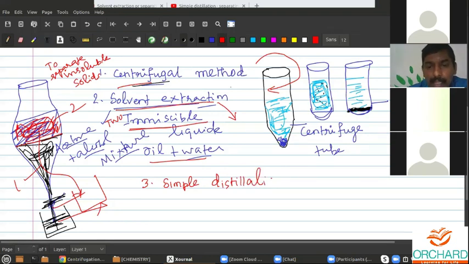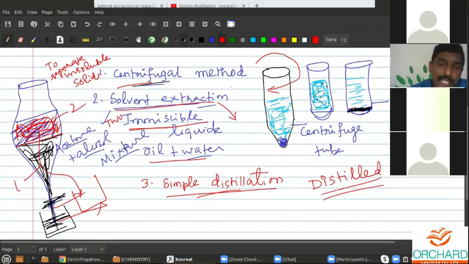Simple distillation. This is a common name. You know what distilled water is? You know that distilled water. Have you heard of this distilled water?